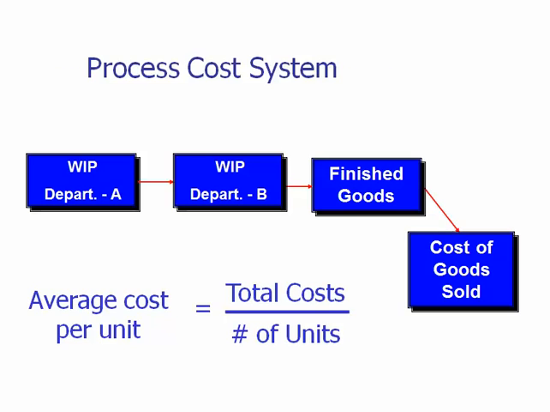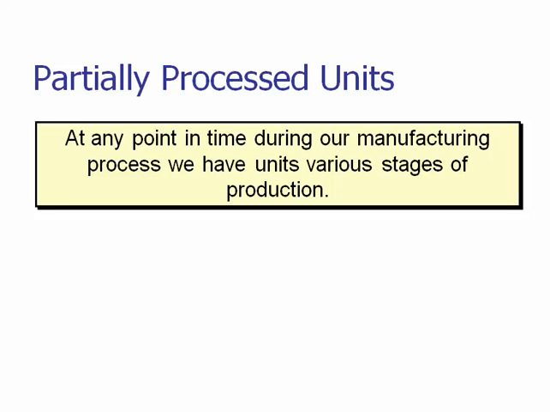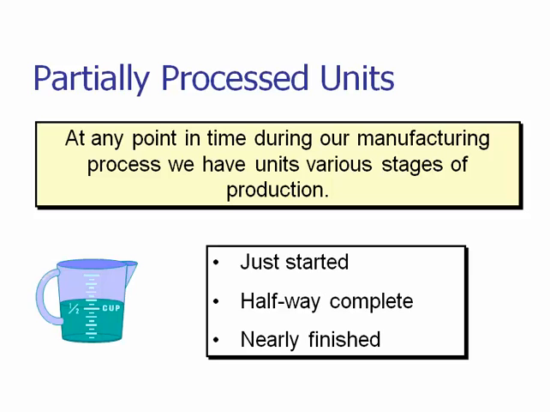The difficulty comes in with the fact that during our production process, at any point in time, we're likely to have some partially completed units of production. We'll have some units that we have just started, we'll have some units that are halfway complete, and we'll also have units that are nearly finished. Of course, any fully completed units will have been transferred on to the next department or to finished goods.